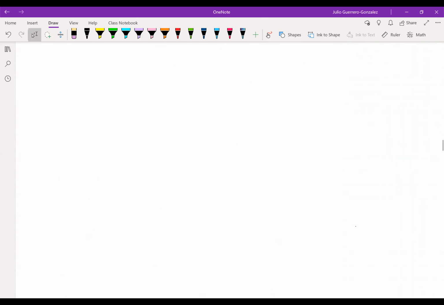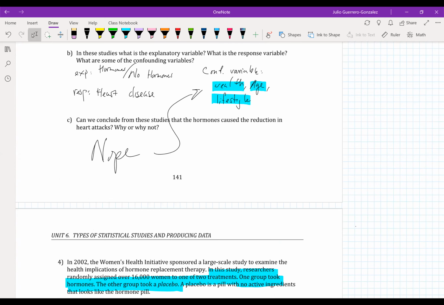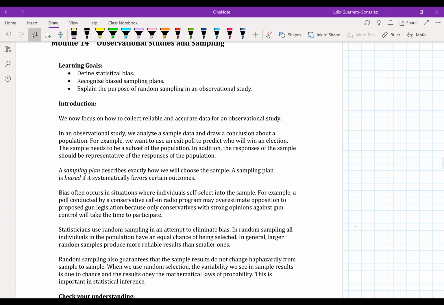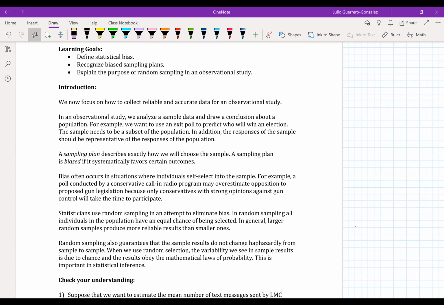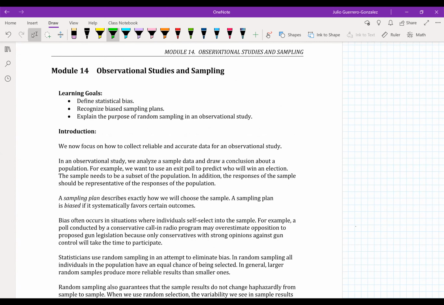Oh yeah, we could do this. The next one's only one page. So the next one has to deal with observational studies and sampling. Even though I just said that experiments are much better in determining a cause and effect, most of you for your projects are going to be doing an observational study. That doesn't mean an observational study isn't any good. You can pick out good things from them.